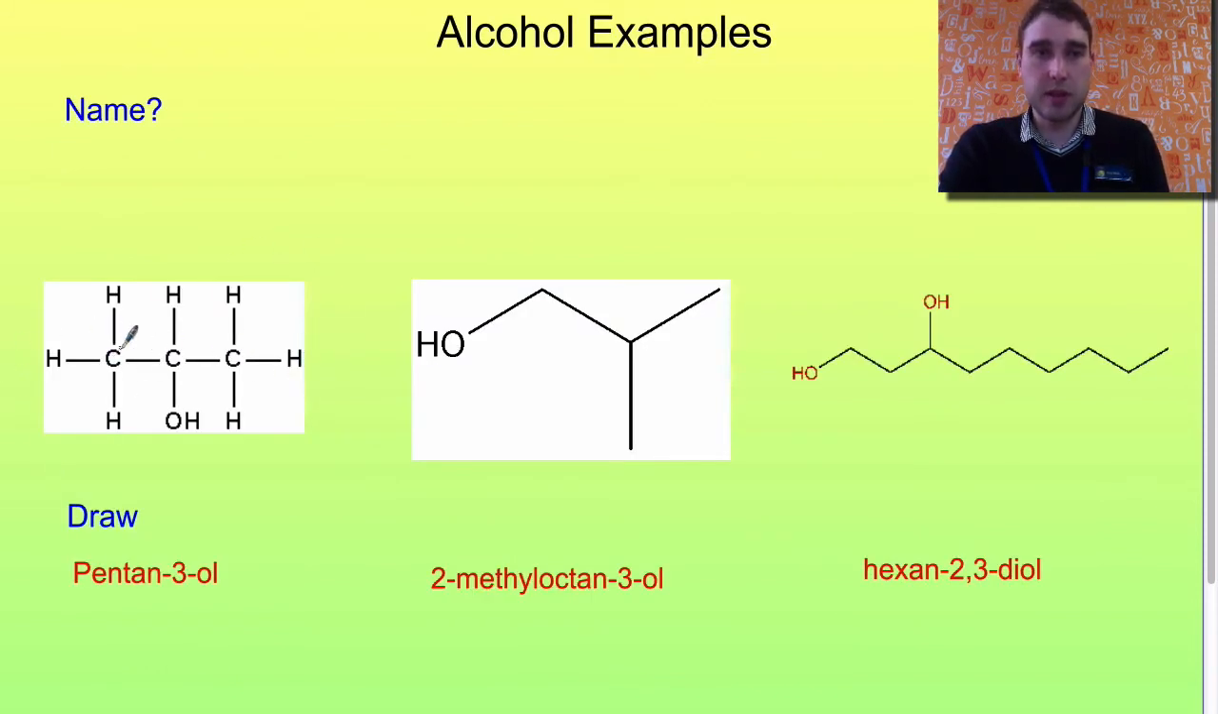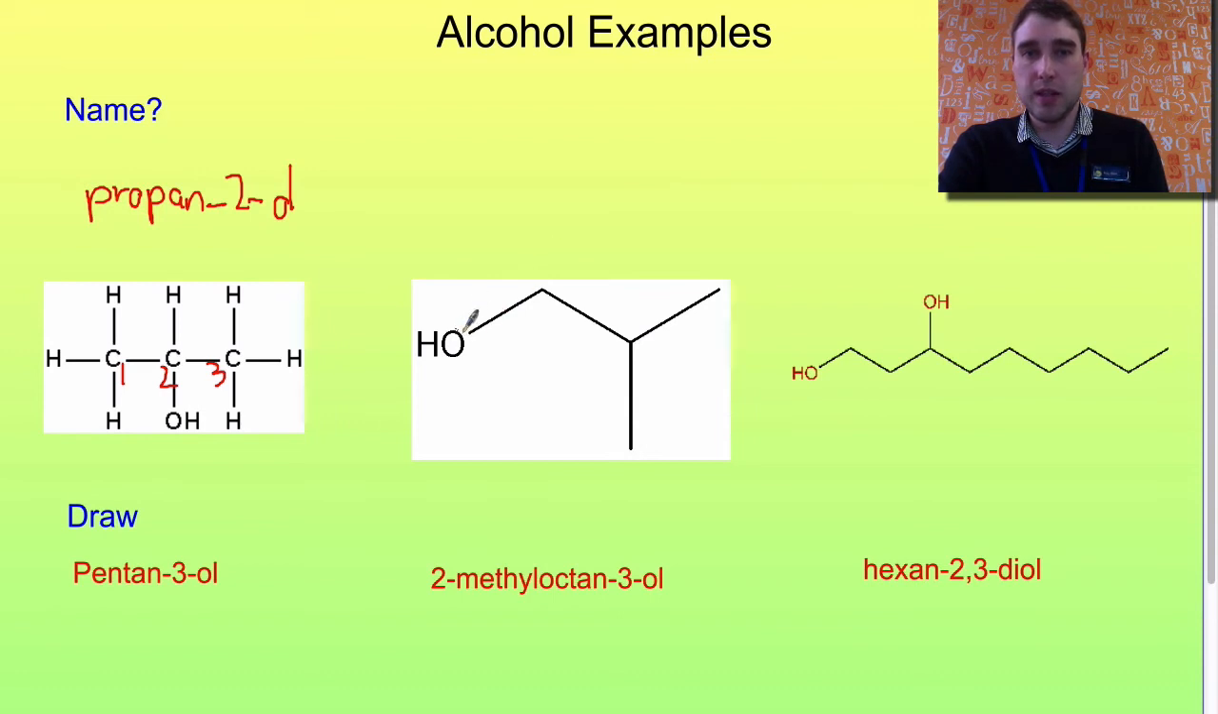So now we're going to do some more examples with alcohols. Let's start with this one down here. 1, 2, 3. So 3 carbons: methyl, ethyl, propane. Our hydroxyl group is on carbon 2, and our suffix is ol.